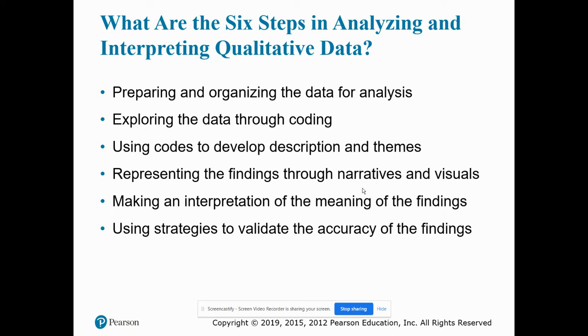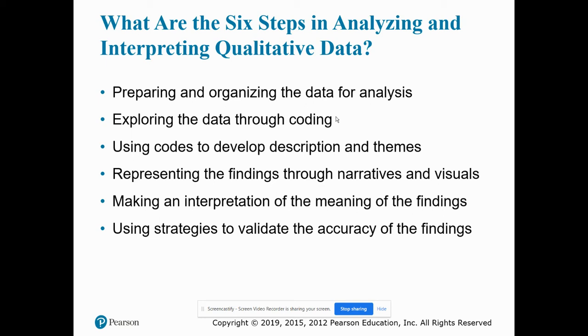There are 6 steps when you analyze and interpret the data, and here they are. First, you prepare and organize the data for analysis. Second, you explore the data through a technique called coding, and you might be familiar with that already if you've watched that supplementary video. Third, you use codes to develop descriptions and themes, and we hit coding a little bit in chapter 7.